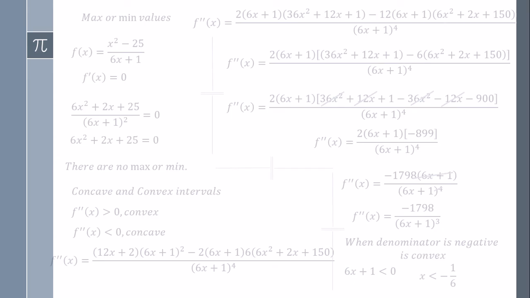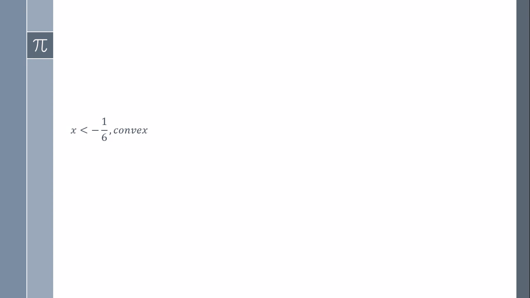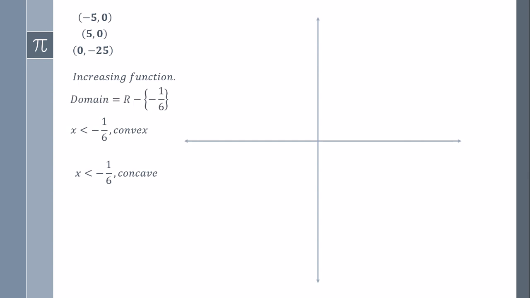We have first that when x is smaller than minus 1 over 6, it is going to be convex. We know that one cut is 0, minus 25. There is another cut, minus 5, 0, and there is another cut, 5, 0. So we already know that this is an increasing function, and when x is larger than minus 1 over 6 it is concave. So here is the minus 1 over 6, which is not contained in the function. So this is a dotted line. It's going to be like our asymptote.